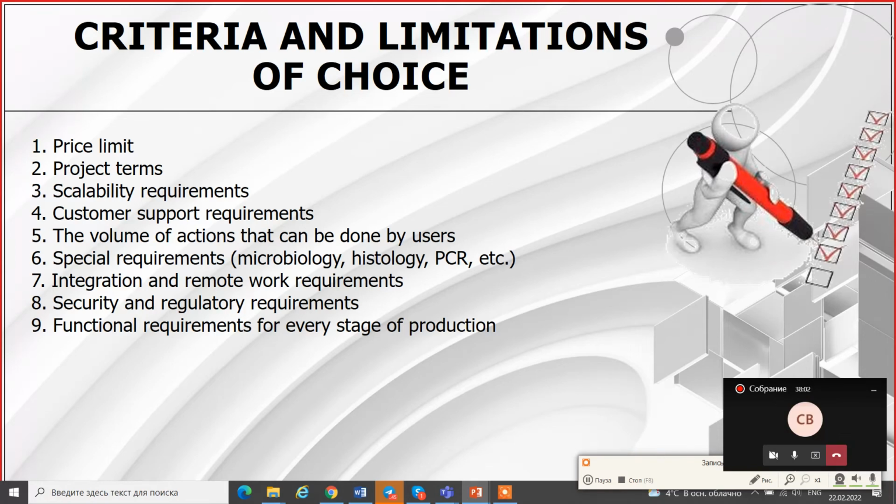Limitations of choice are quite obvious from what we're speaking about. The price. Your desires are to be compatible with your budget. That's always so. Project terms and limitations. You can have your own plans, you can have your own requirements or something like that. You have to consider scalability requirements.